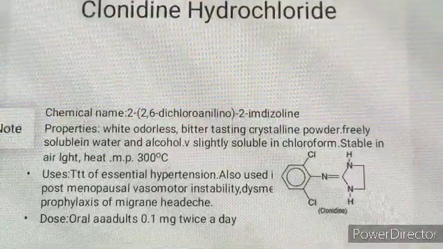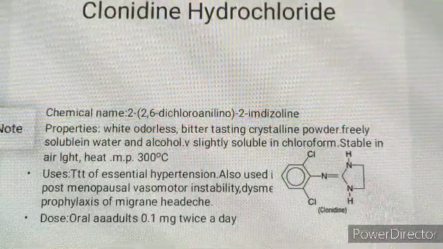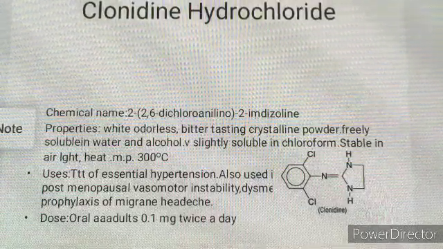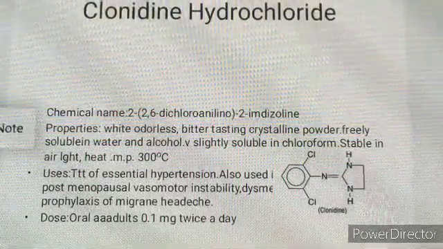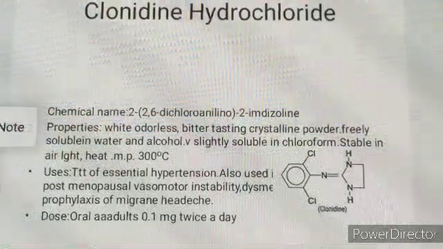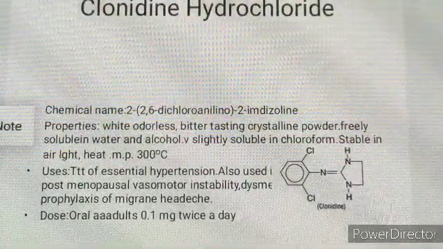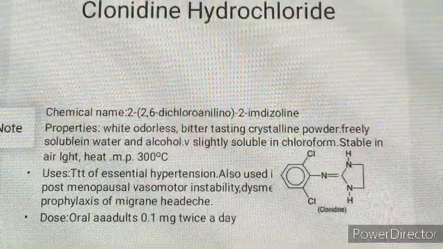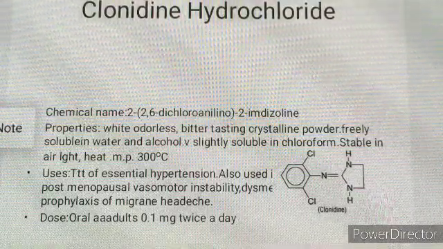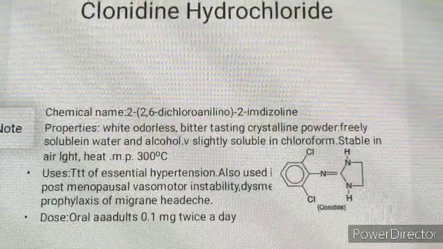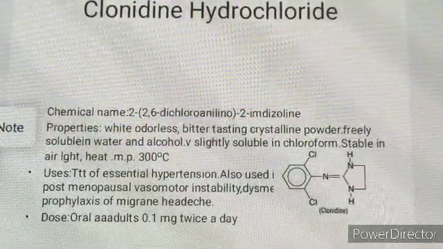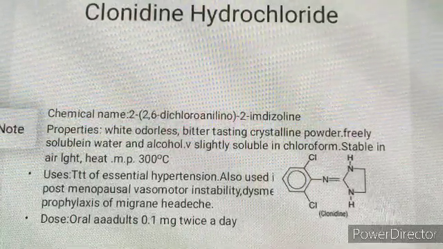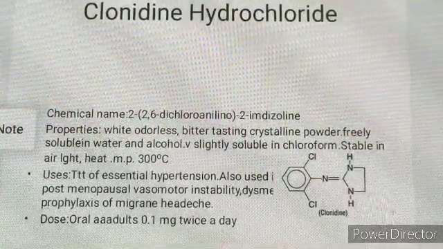Then we talk about the first category, that is centrally acting drugs, that is clonidine hydrochloride. As you can see the structure, this is 2,6-dichloroanilino, 2-imidazoline. Properties: white, odorless, bitter tasting crystalline powder, freely soluble in water and alcohol, and very slightly soluble in chloroform, stable in air, light, heat. Melting point is 300 degrees Celsius.